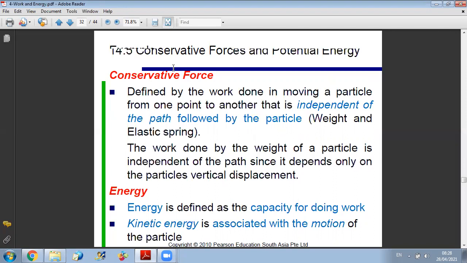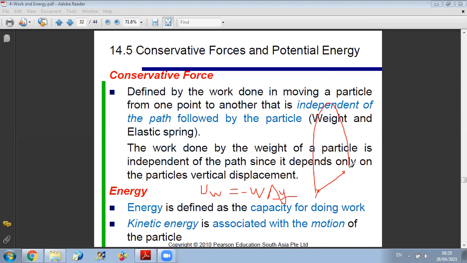Okay? So, for example, for the weight, we have developed together that the work of the weight is minus W delta Y. So it just depends on the initial and final value of Y. And therefore, if you go straight from one point to the other, or if you go up and then go down, the work will not change if the initial and final positions are the same. Okay?